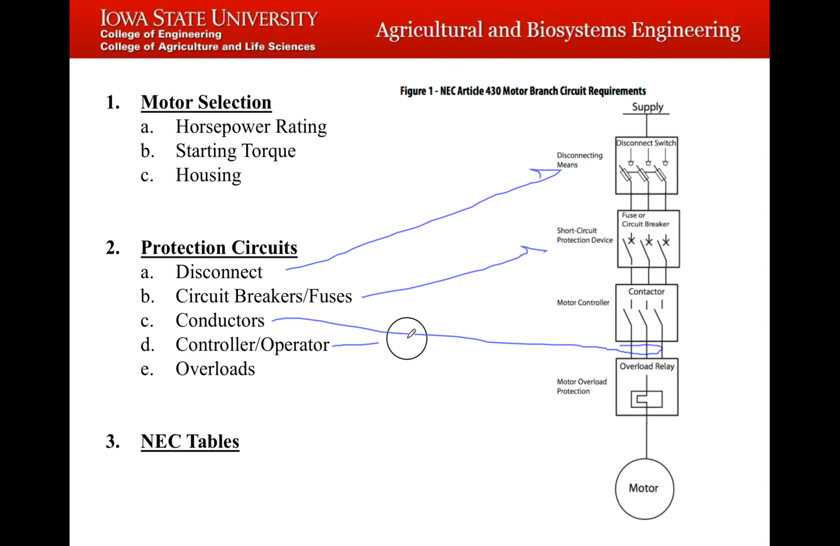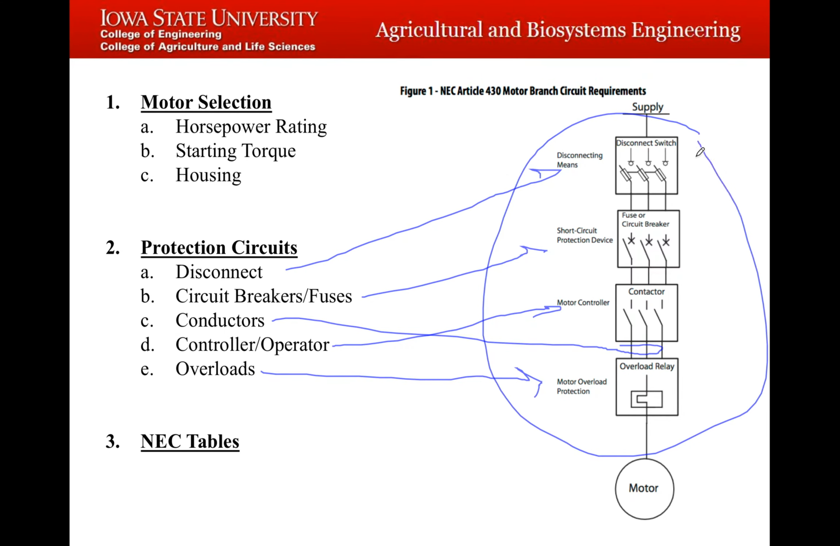We have our controller, operator, the device that turns the motor on and off. And then we have our overloads. These are all included and required in NEC 430. It spells out the horsepower and the current ratings for each of these components that we need to allow for and design around. Then we're going to finish with some NEC tables that will help us identify the horsepower and the currents that we need for each of these devices.